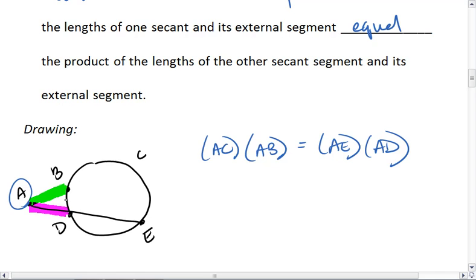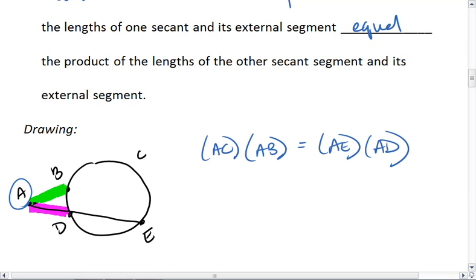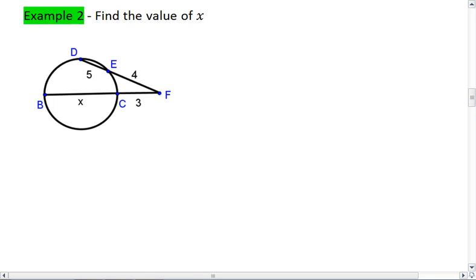And thus, there we go. And so that's how we end up with that AC times AB equals AE times AD. But let's try an example problem. In the example below, find the value of x.